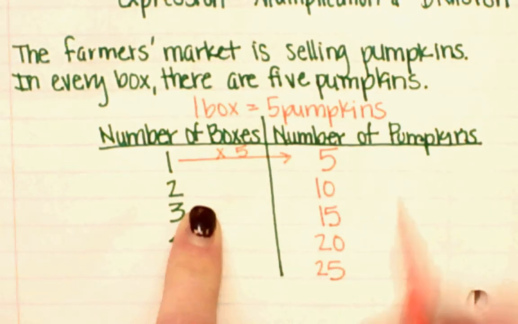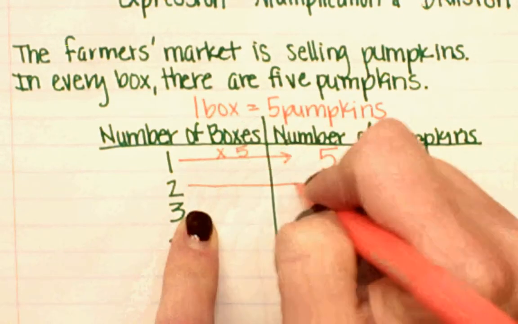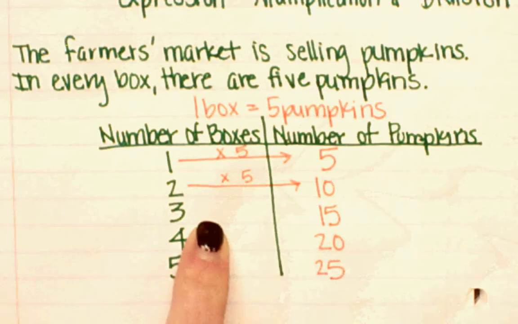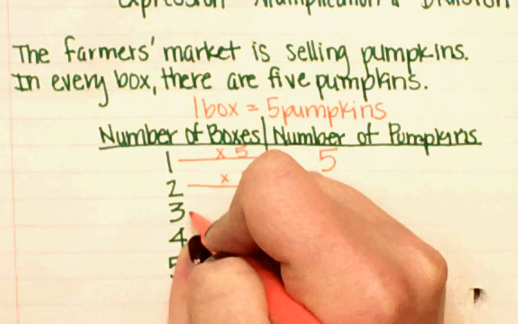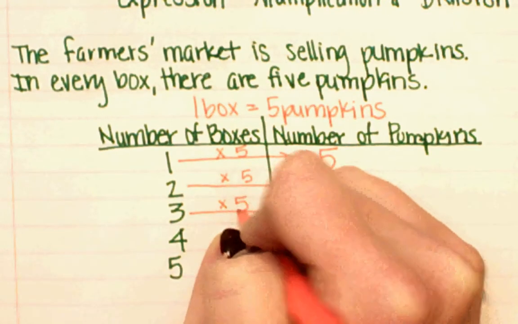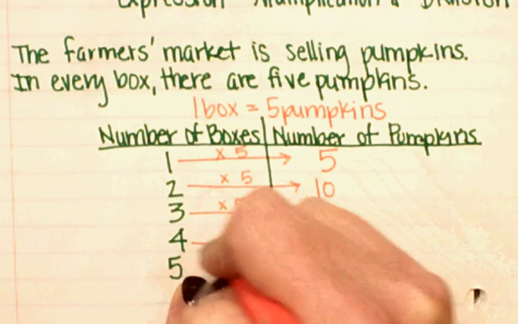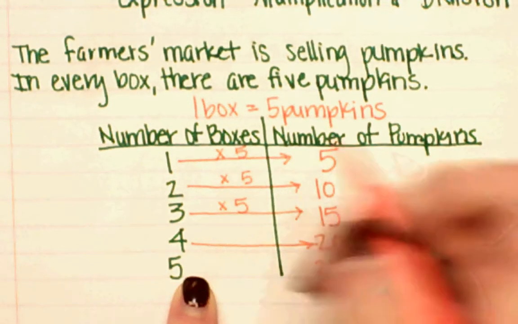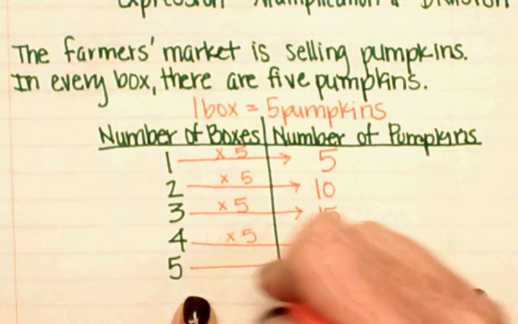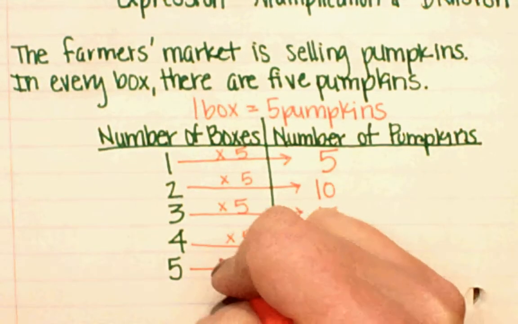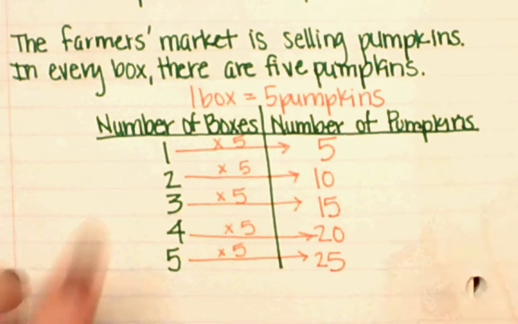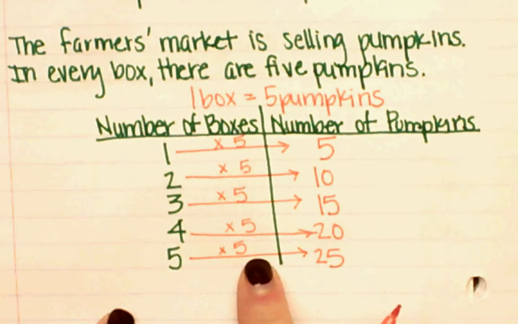Now I'm going to test this theory by looking at the next one. 2 times something equals 10. 2 times 5 equals 10. Checking the next one. 3 times something equals 15. 3 times 5 equals 15. 4 times something equals 20. 4 times 5 equals 20. 5 times something equals 25. 5 times 5 equals 25. So every time you're taking the number of boxes and multiplying it by 5.